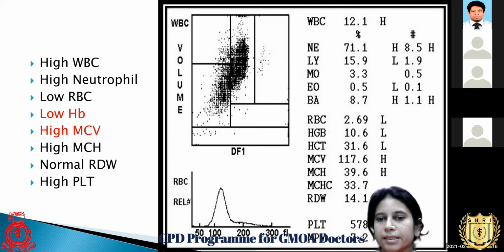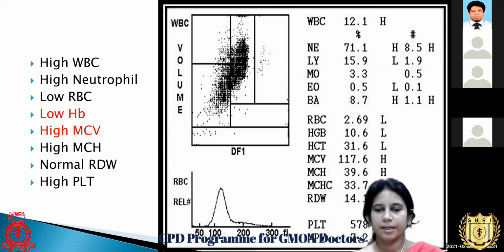So there's neutrophil leukocytosis. When you move to the RBC count low, hemoglobin low, hematocrit low, MCV is high, 117. MCV high, MCHC, RDW normal. You can see the graph here. This graph has shifted to this side. So basically you are dealing with low HB and high MCV.